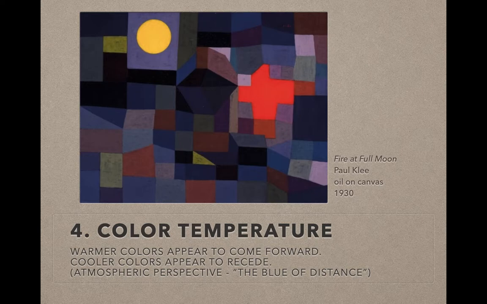Color temperature is another way of creating the illusion of space. So here, most of the colors are cool. Just a couple are warm. The yellow and the red are warm colors, and so those seem like they're closer to us.